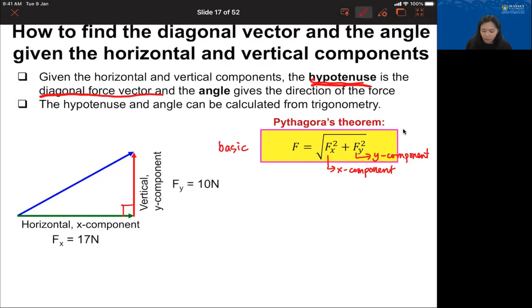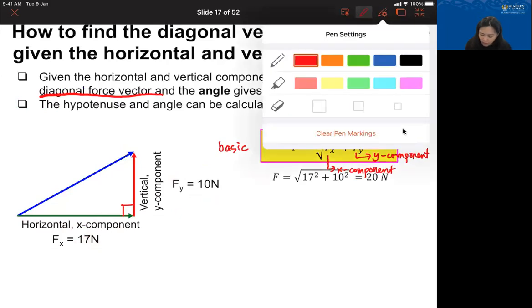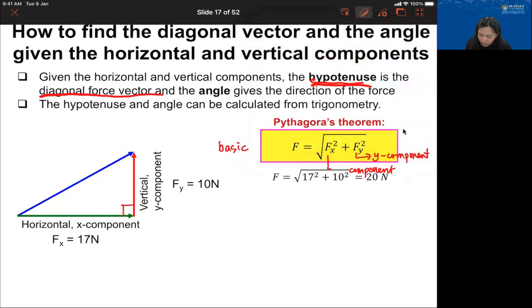All right, and then the direction. So let's put some numbers. Let's say we've calculated earlier that your x component is 17 newtons, and for example, your y component is 10 newtons. How will you get the diagonal force here? You use Pythagoras theorem. Let me just clear this up.